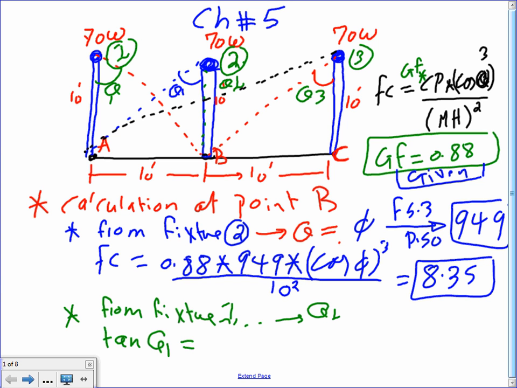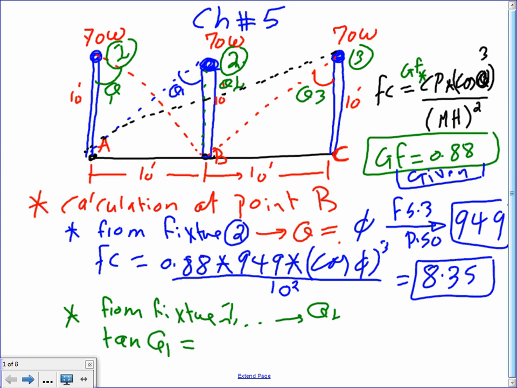Okay, since you guys don't have comments or questions, let's go on. So this was point B from fixture 2. Now I need to go from fixture 1, here's 1, at point B. From fixture 1, we're still calculating for point B. At point B, do you guys see the angle Q1 here? I have my angle Q1, so what's the angle? We need to find it. Can you guys see that one? From here to here, I need to find this angle.